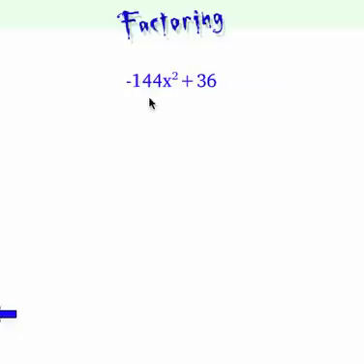Factoring negative 144x squared plus 36. All right, this looks like difference of squares, and it is, but it's also common factors. So we're going to factor out a common term first, and then we're going to see if there's difference of squares.